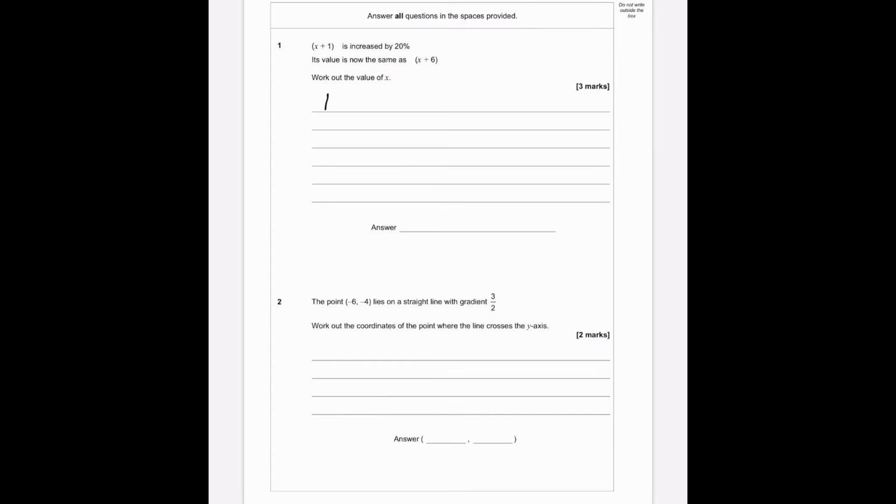Alright, question number 1. Increasing something by 20%, we're going to multiply it by 1.2. So we'll take x plus 1 multiplied by 1.2 and equate that to x plus 6. Expanding out the left-hand side, then bring the x terms onto the left and the non-x terms onto the right, divide by 0.2, and we get x to be 24.